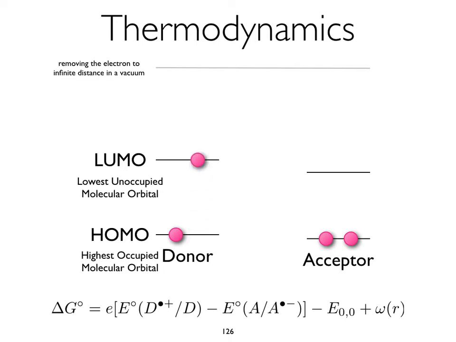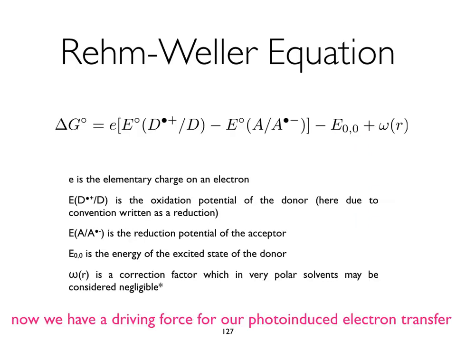So in this case, I promote a donor by absorption of a photon of light into the LUMO, and it's basically the energy difference between the HOMO and removing the electron to an infinite distance in a vacuum, or what I would call my reduction potential. Now this E00 term is this energy difference between my HOMO and LUMO, or how much energy I've been able to put into the system to help it on its way, so that I don't need to overcome that in other methods.